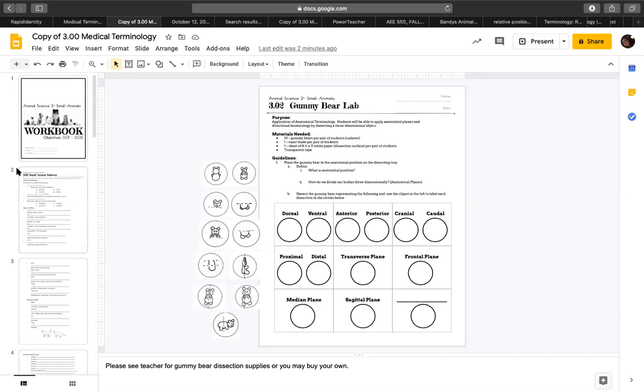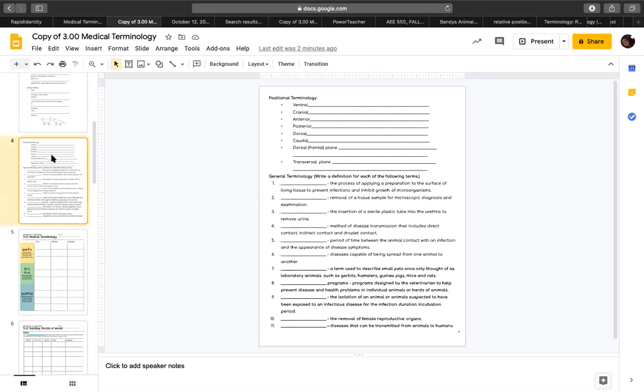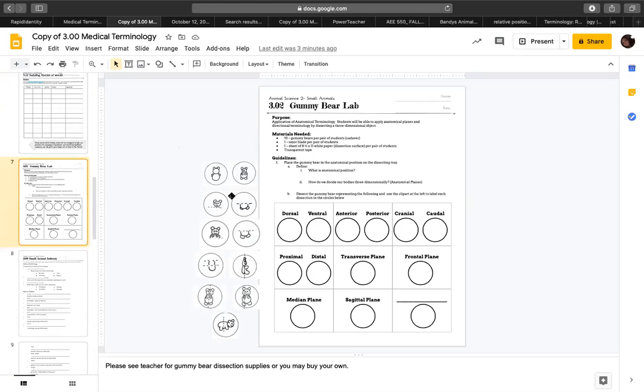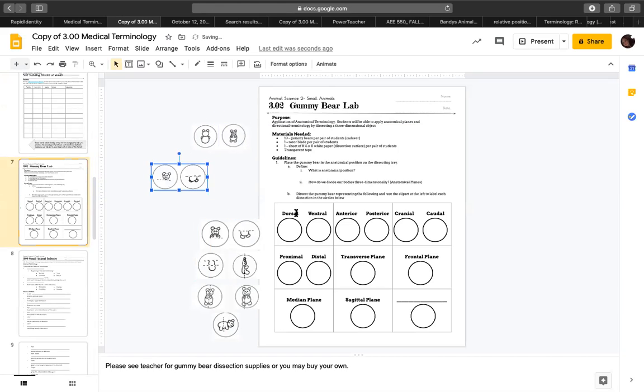So you should have completed your notes Monday and maybe Tuesday, and we went over some of the positional terminology that you need to know if you want to go into the animal industry. And so this usually is a lab that we would do in class where we actually cut up some gummy bears. But since we're not able to do that at the moment, this is the next best way to be able to do that. So you have different gummy bear drawings over here, and you need to match those up with the correct positional terminology.